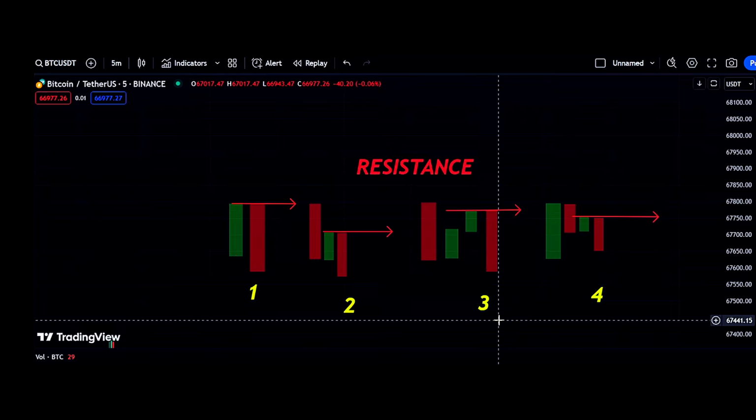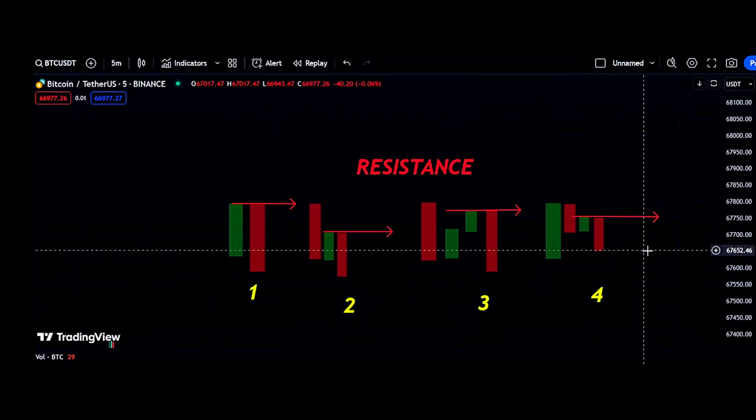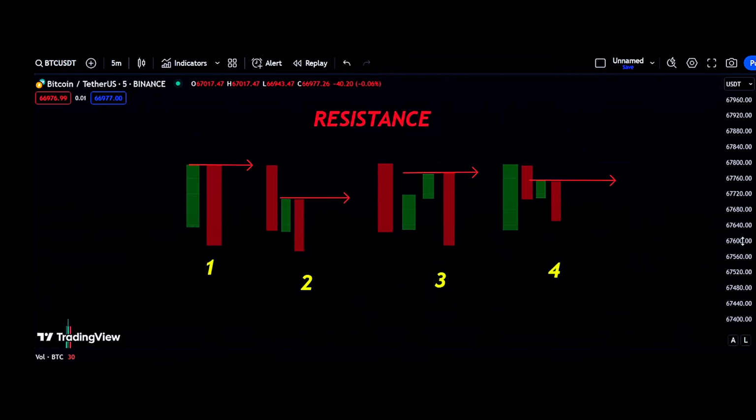Today, we're gonna learn about trap trading. Before understanding trap trading, let's look at the basics of the stock market, that is support and resistance. So first, we will look at resistance. As you can see, there are 4 examples listed here.